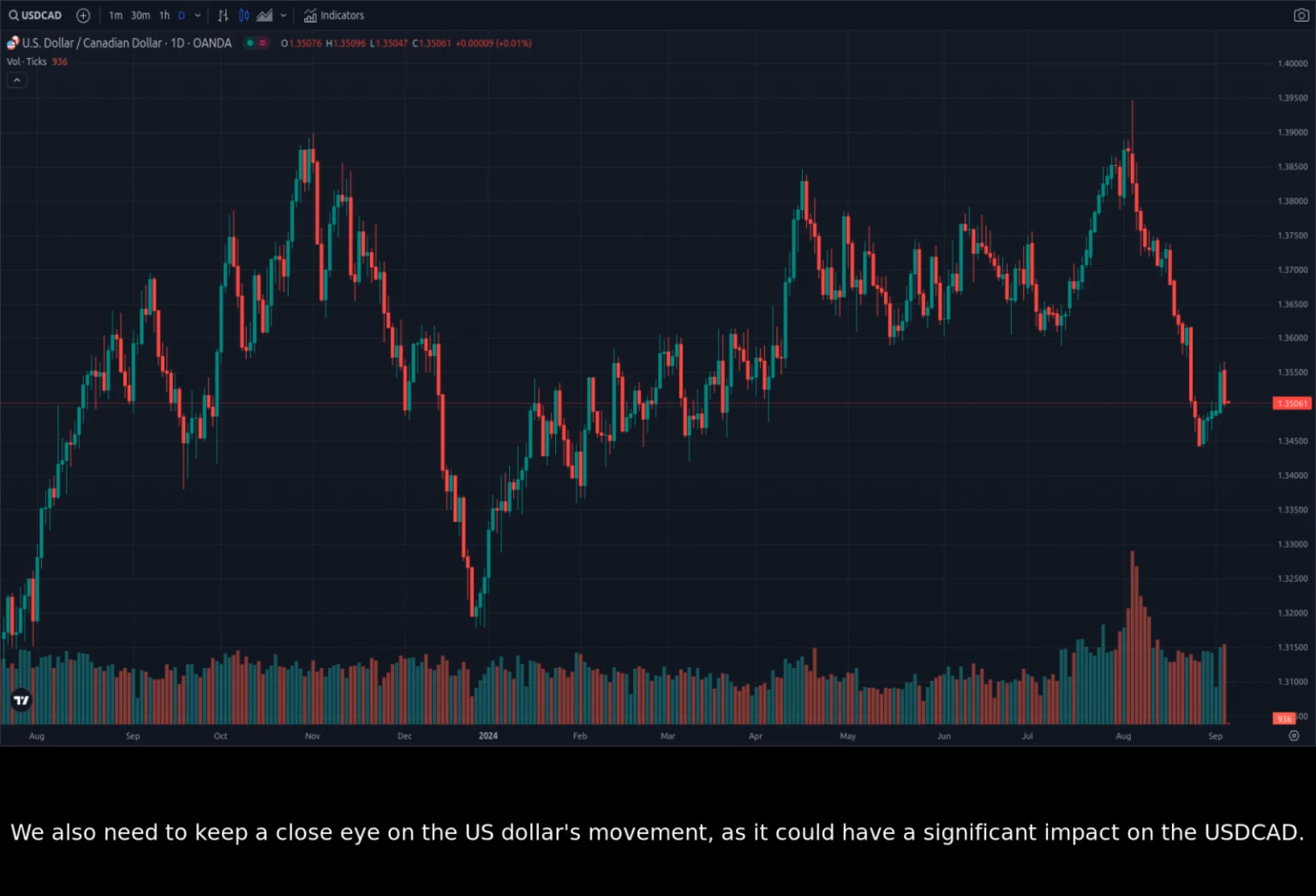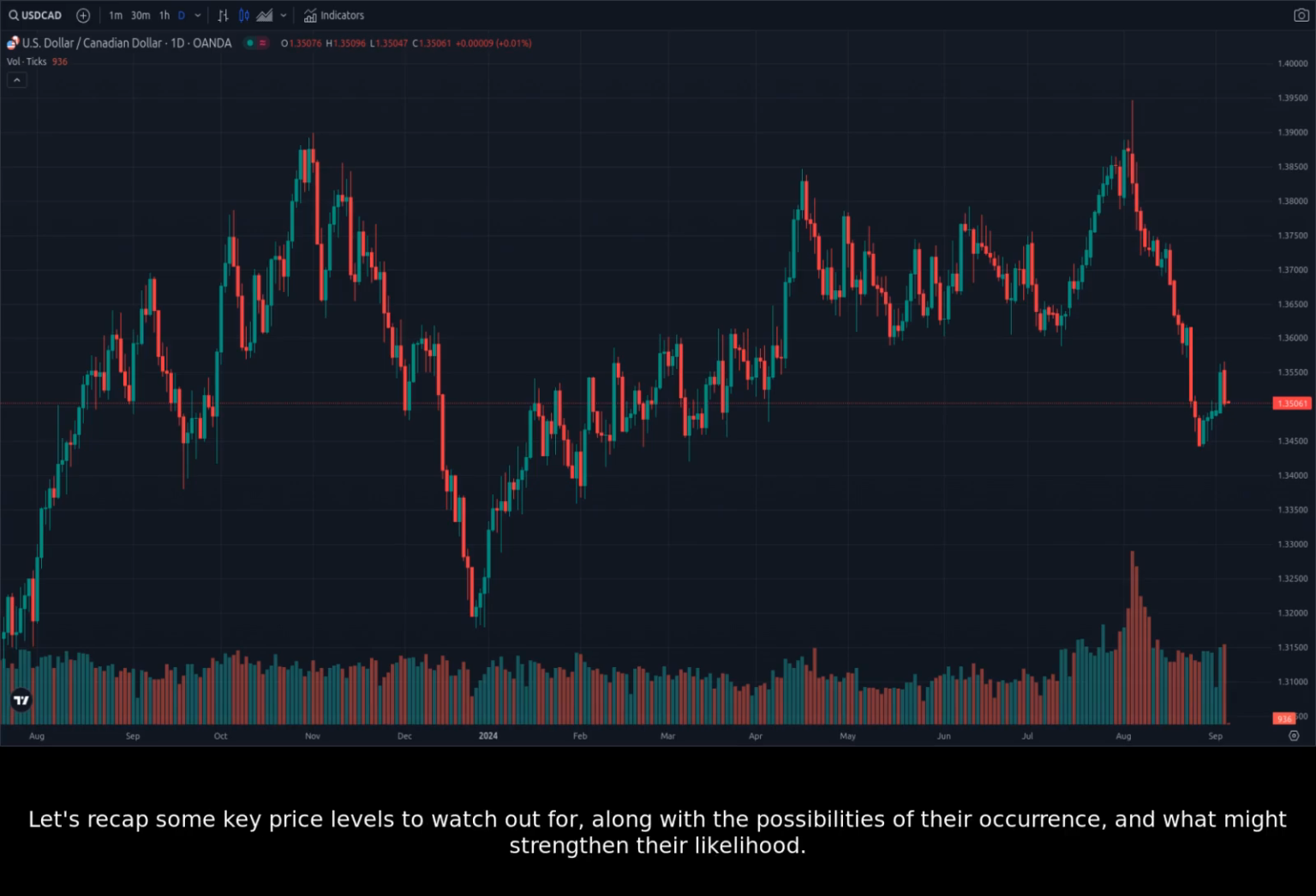We also need to keep a close eye on the US dollar's movement, as it could have a significant impact on the USDCAD. Let's recap some key price levels to watch out for, along with the possibilities of their occurrence and what might strengthen their likelihood.